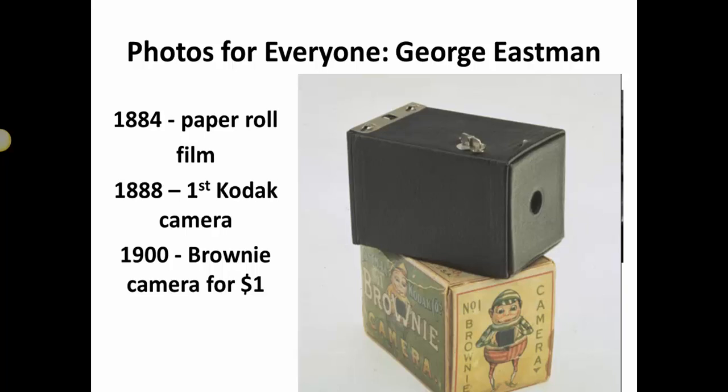Remember, invention is creating the actual device or system or whatever it is, and then innovation is moving it into reality so that people can use it. So Eastman came up with the film and came up with an early camera, but in 1900 he came out with the Kodak Brownie camera that sold for $1.